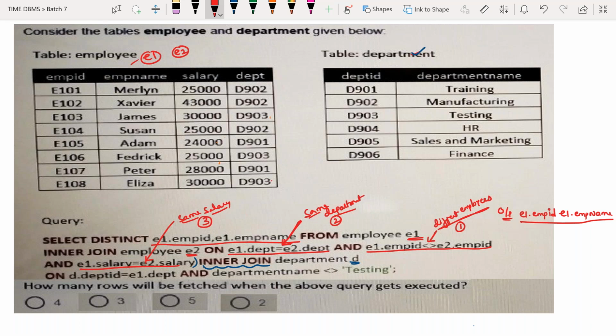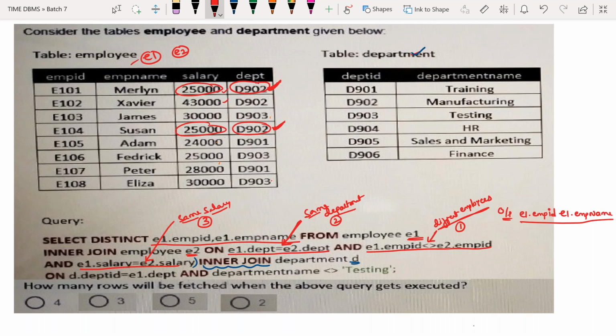Look at same department, same salary. Here D902, this employee I'm checking. These two employees are of the same department but have different salary. So this is not correct. And D902 is also matching with D902 here. These are the employees of the same department having the same salary, so both employees are going to be selected. These are the two different employees of the same department, D902, of the same salary.